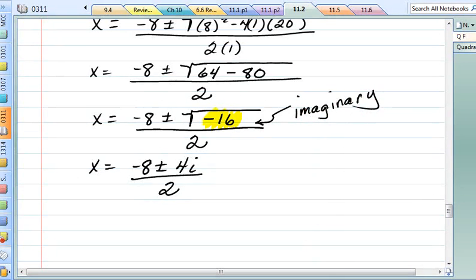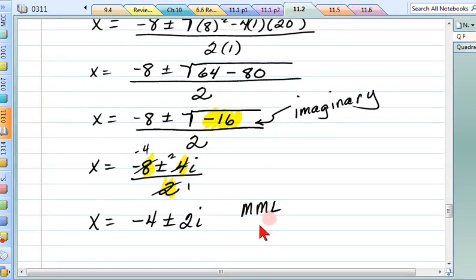And now you reduce it because the rational numbers all share a common factor. Divide those by 2, and you should get negative 4 plus or minus 2i. Are you going to put it over 1? No. So I divided 2 into each of those, and you don't write a denominator of 1, which means in my MATLAB, you're going to have negative 4 plus 2i, comma, negative 4 minus 2i.